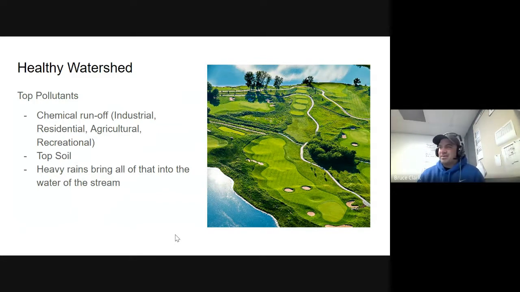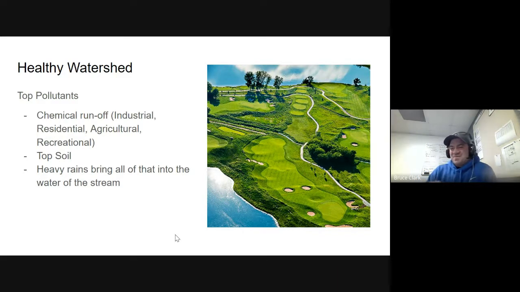Okay, some of the top pollutants there would be industrial uses, residential. So whatever you're putting on your yard to make sure that crabgrass isn't growing or that it stays green. Agricultural, and then recreational. Actually, golf courses. I like playing golf, but golf courses are one of the ecologically worst things for our streams there. And same thing, we want topsoil.